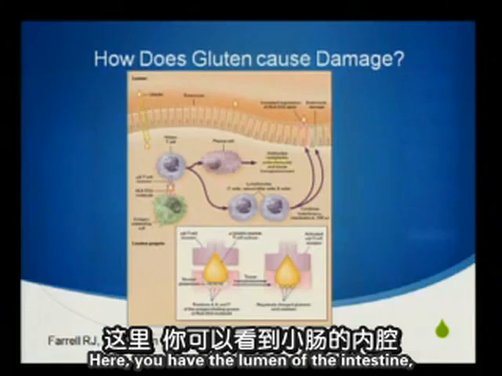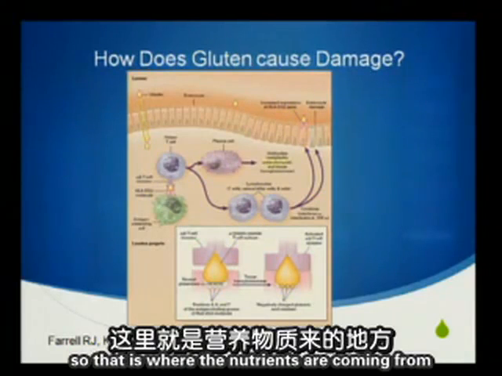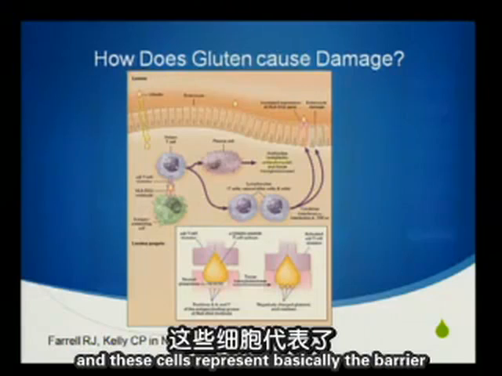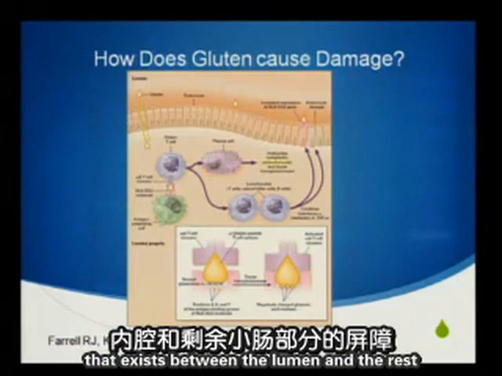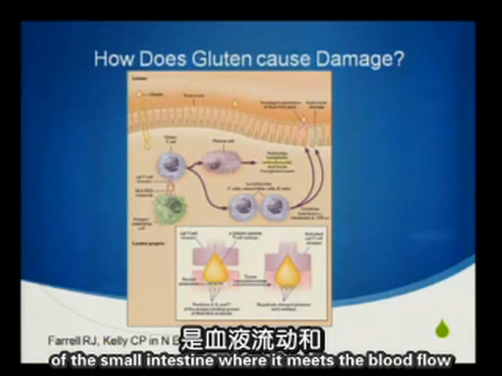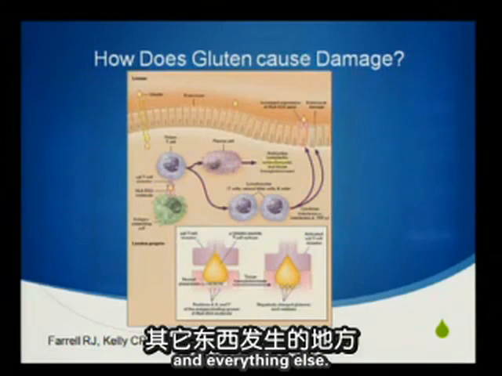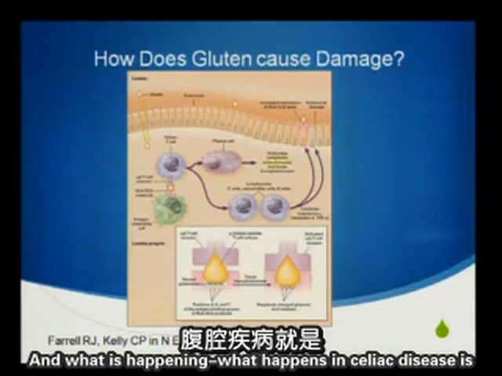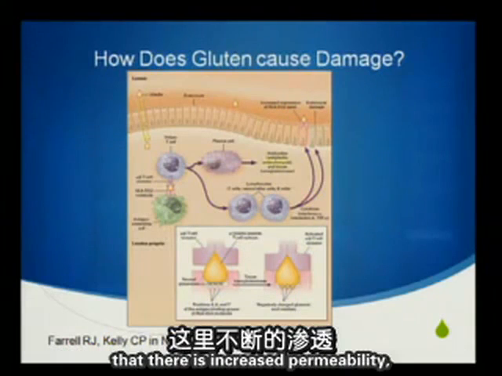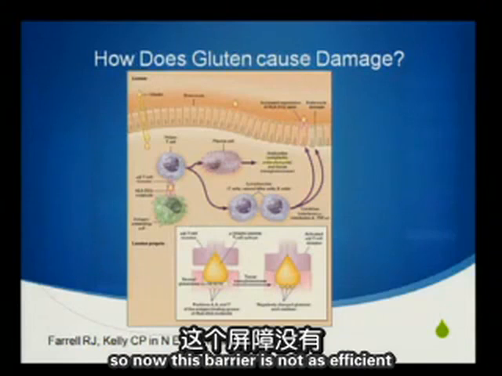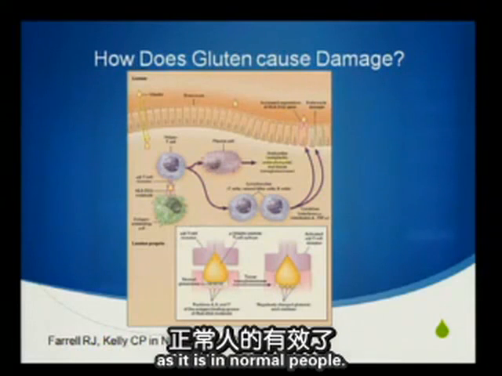Here you have the lumen of the intestine, so that's where the nutrients are coming from. And these cells represent basically the barrier that exists between the lumen and the rest of the small intestine, where it meets the blood flow and everything else. And what happens in celiac disease is that there's increased permeability, so now this barrier is not as efficient as it is in normal people.